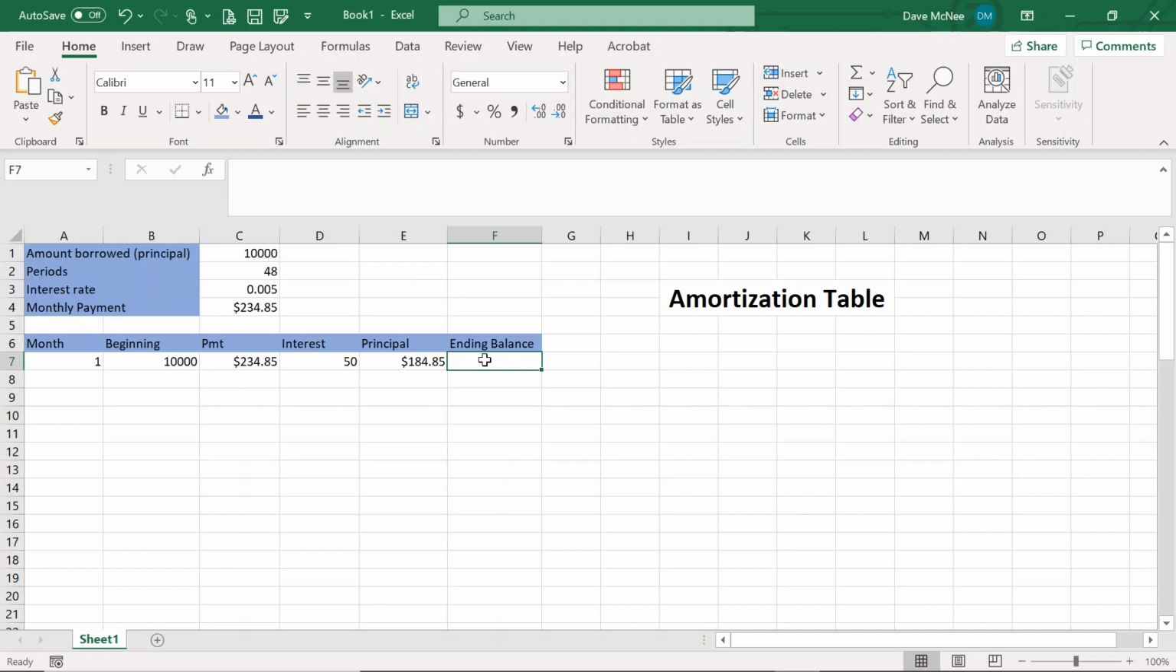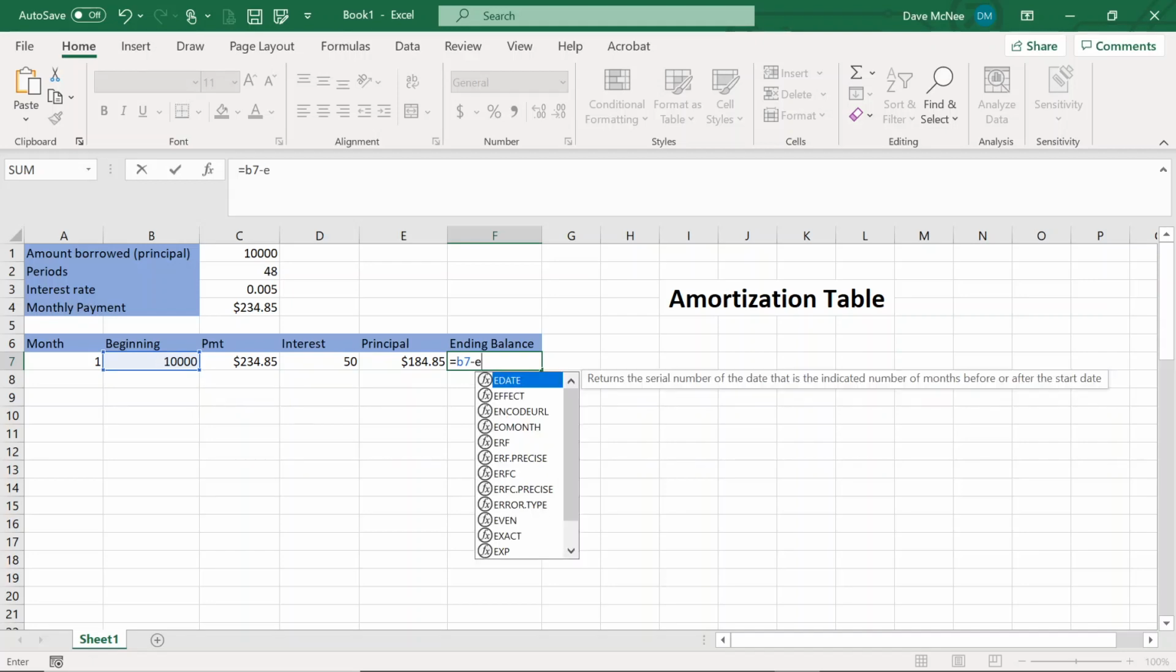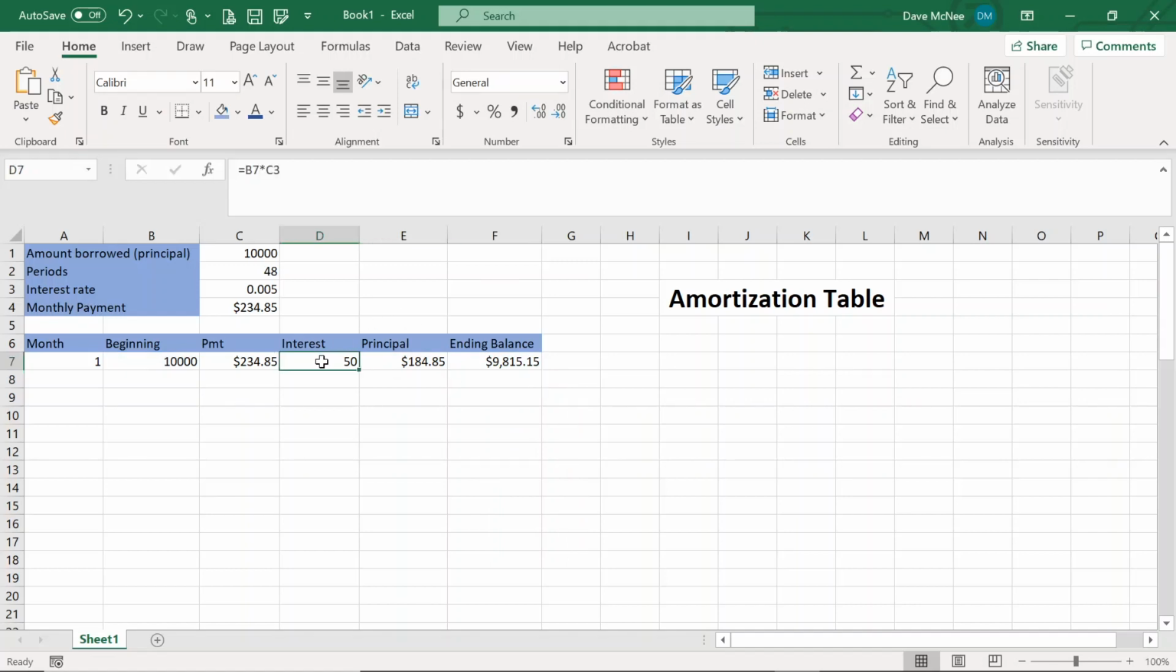So how much do I still owe to the lender? Well, that's going to be equal to the amount that I borrowed from them, which is B7, my beginning balance. Take away the principal, E7. Remember, the interest that I'm paying is not paying off your loan. It's basically the cost of borrowing. You're paying $50 in month number 1 to your lender. So they really want you to borrow money. All right, let's see what happens in month number 2.